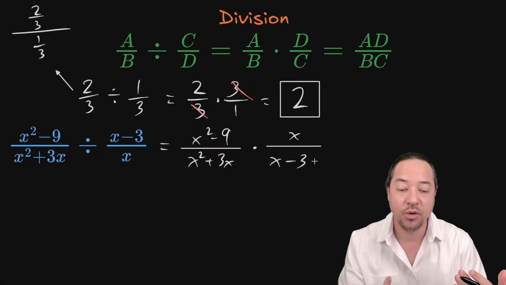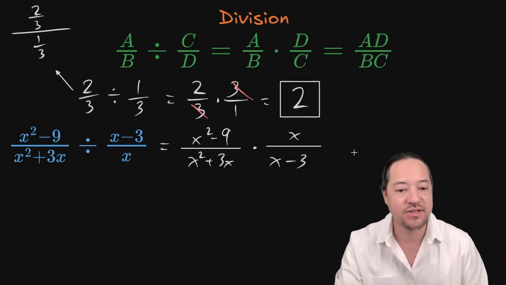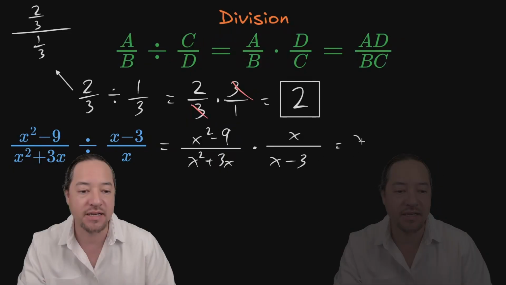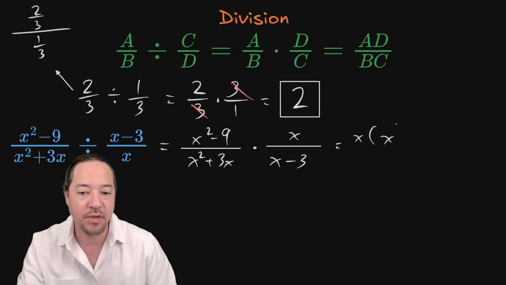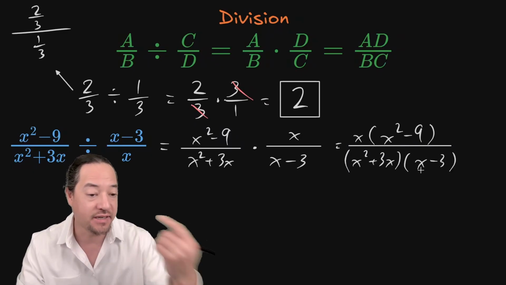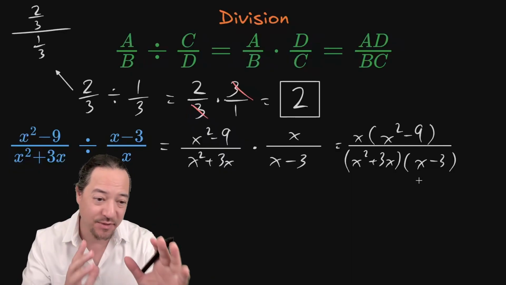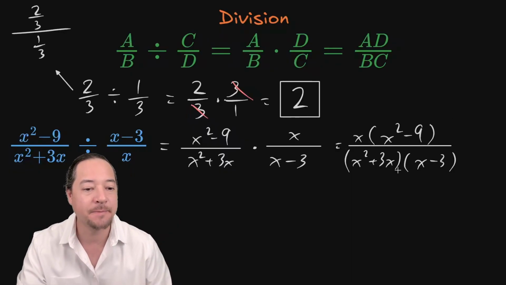So we can try and multiply everything together and then simplify it. So if we multiply everything together, we'll get an x multiplied by an x squared minus 9 in the numerator, and then in the denominator we have an x squared plus 3x all multiplied by an x minus 3. Okay, so that's what we get next. We're kind of done, but we can simplify. Okay, so let's try and simplify here.